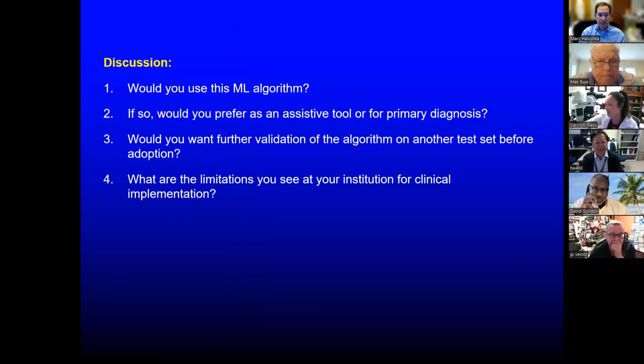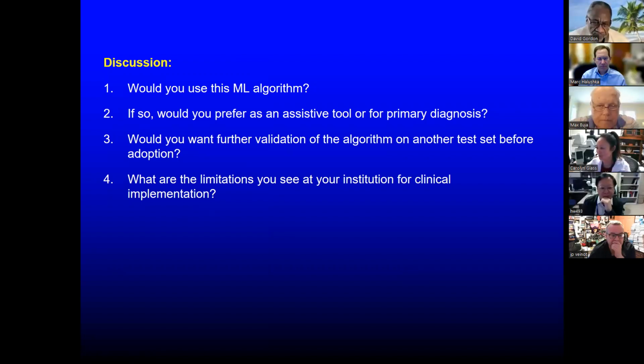Okay, so my discussion points, that's all the data I'm going to present. My discussion points for the group would be: would you use this algorithm? If so, would you prefer to use it as a synthesis tool or a primary tool? If not, would you want further validation of the algorithm or another test set before you actually adopted it? And what are the limitations at your own institution for implementing it?